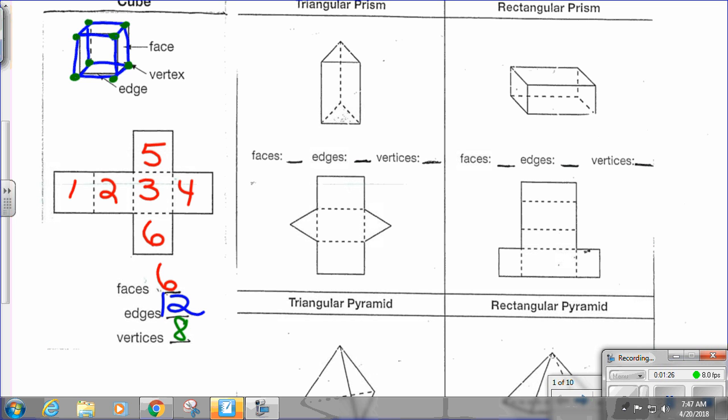So on a triangular prism, counting the number of faces, 1, 2, 3, 4, 5. You do include those triangles on the side. There are 5 faces.